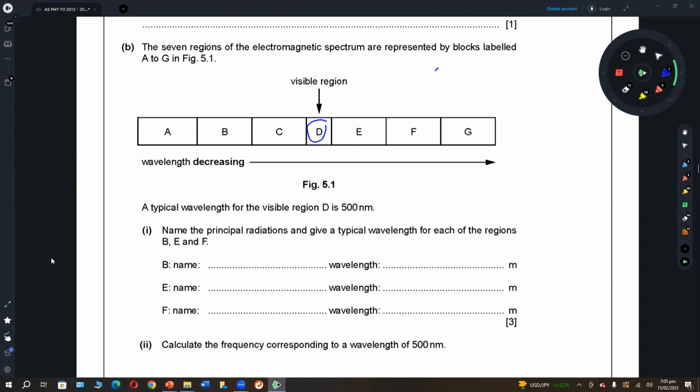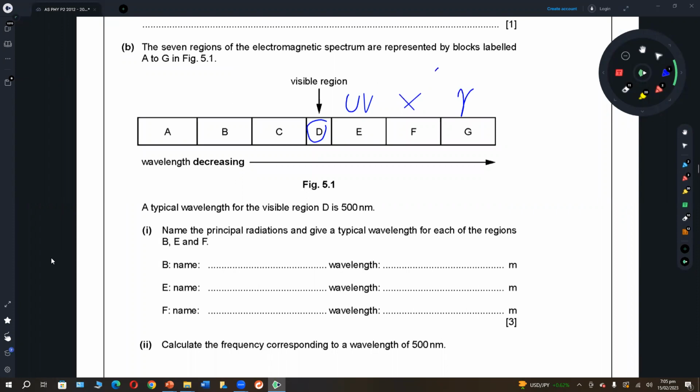So should I mark it here that it is ultraviolet? Yes, it will be ultraviolet. Then X-rays and then radio waves. No, no, no. After X-rays, it would be gamma rays.